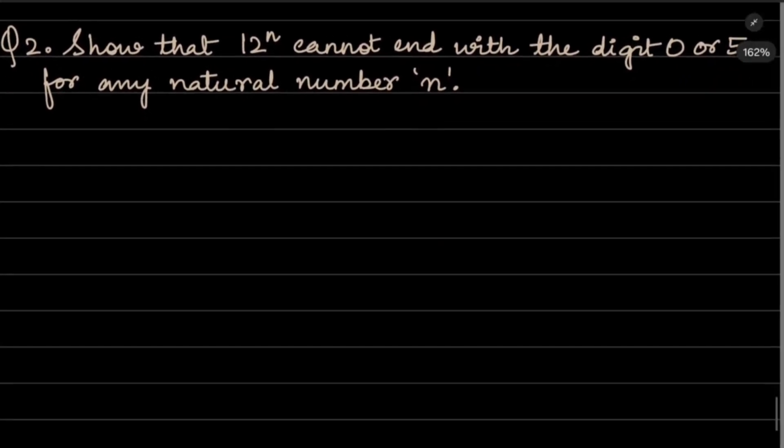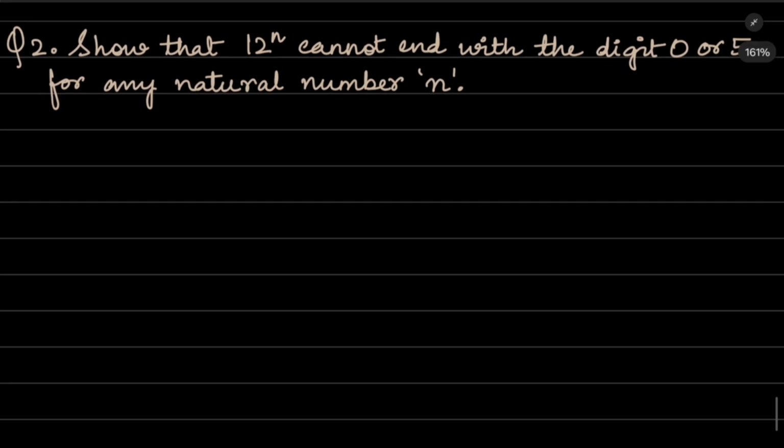So next question. Show that 12 to the power n cannot end with the digit 0 or 5 for any natural number n. Always remember one thing, okay? The prime factorization of a number ending with 0 or 5 will always have 5 as a prime factor. I will write it down for you. The prime factorization, this is a point to be noted.